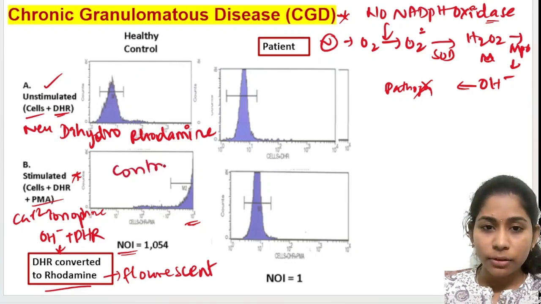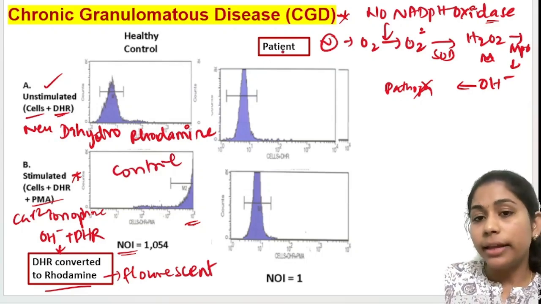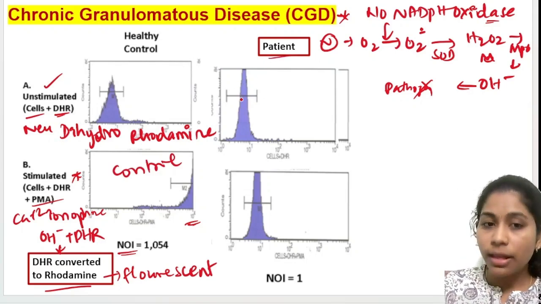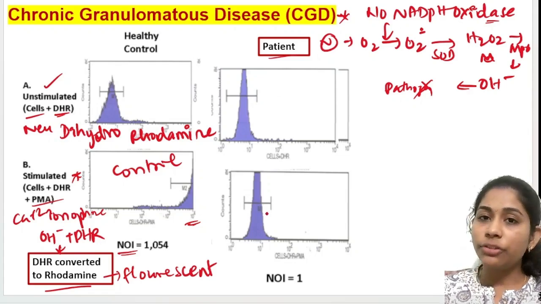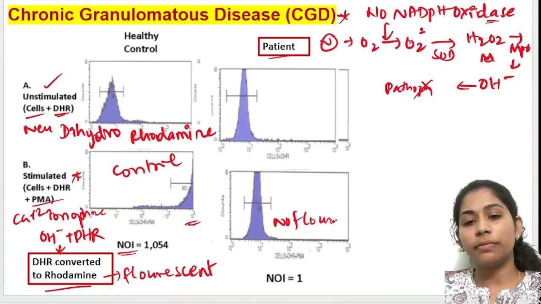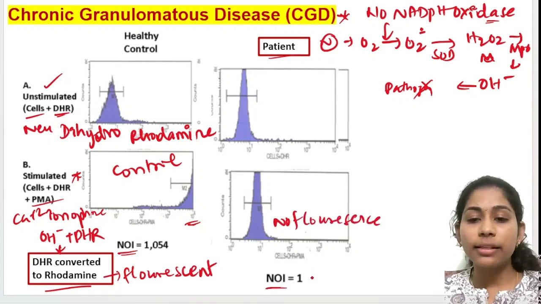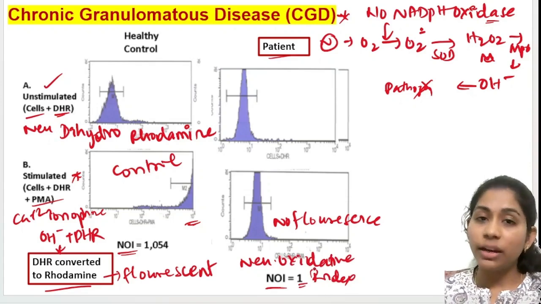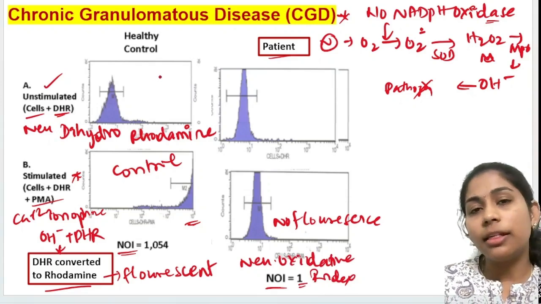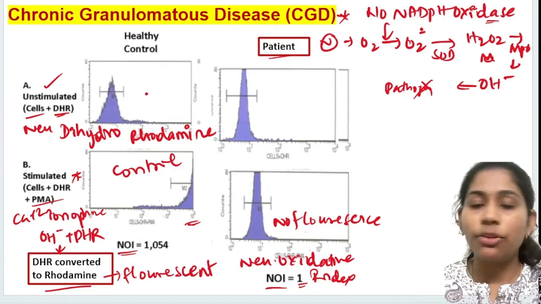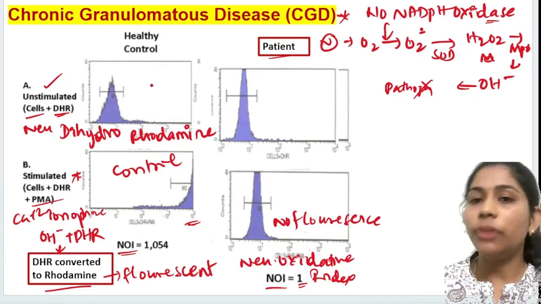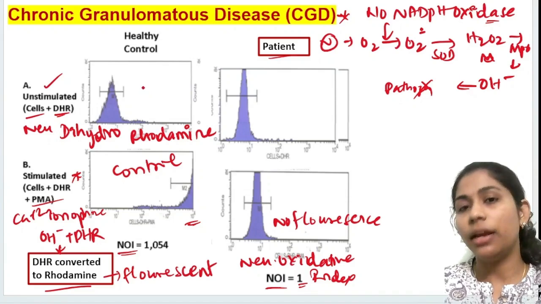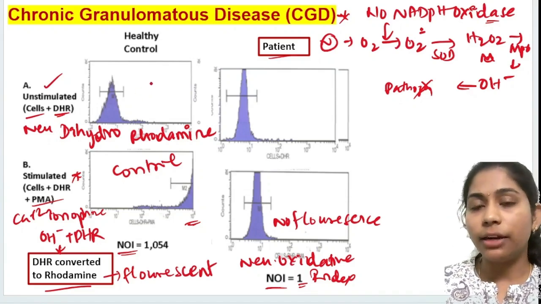This is the control. But if you see the patient, again the unstimulated ones, and the stimulated ones, even after stimulation there is no NADPH oxidase, no free radicals, no conversion. That's why there is no fluorescence. See the neutrophil oxidative index, NOI. It is almost nothing. It is not releasing any fluorescence because there is no conversion, no free radicals, because there is no NADPH oxidase. So it's going in reverse, in an indirect way, and we are identifying the condition.